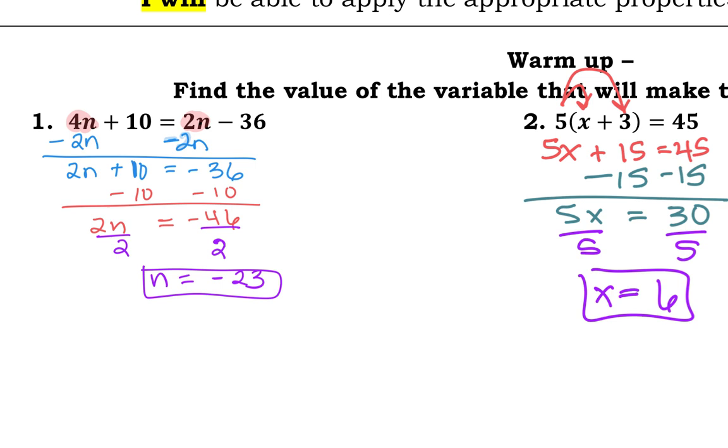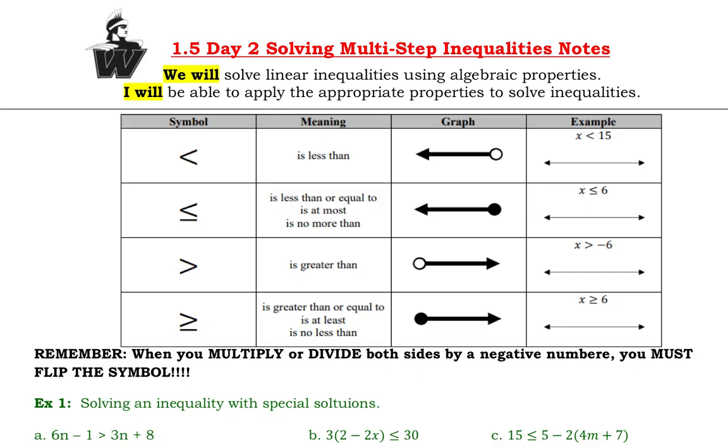So we're going to the second page, right? 1.5 day 2 is what we're going to look at. We're going to continue on with what we did yesterday. Just remember that if it is a less than or a greater than symbol, we are going to have open circles. And if it has an equal to underneath our symbol, we're going to have closed circles.